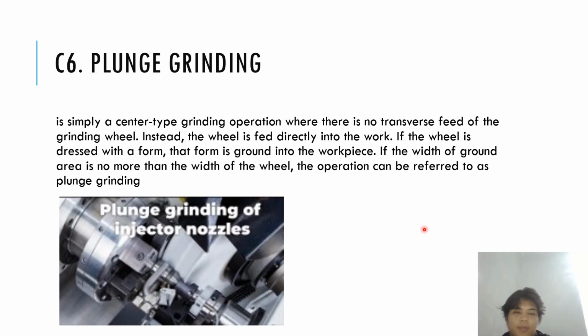Plunge grinding is simply a center-type operation with no traverse feed of the grinding wheel. Instead, the wheel is fed directly into the work. If the wheel is dressed to form the shape in the workpiece, and the ground area is more than the width of the wheel, the operation can be referred to as plunge grinding. So this one is the video, plunge grinding.